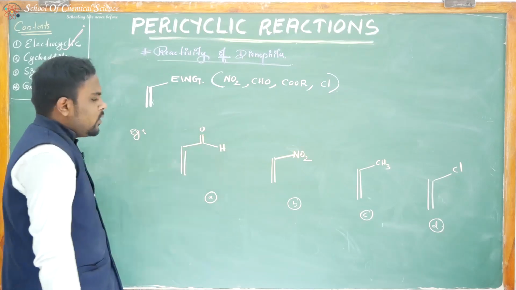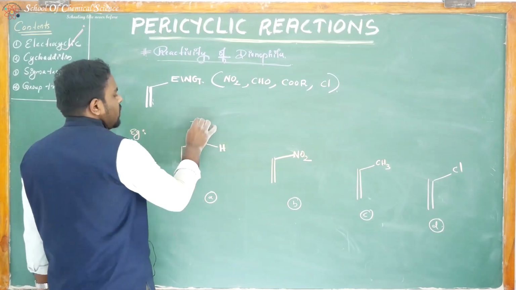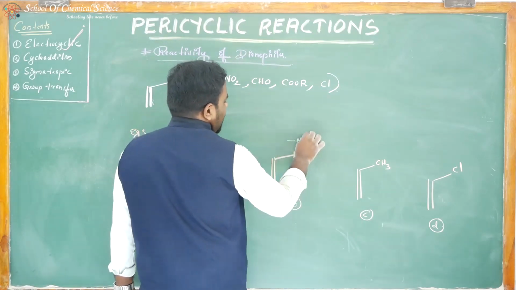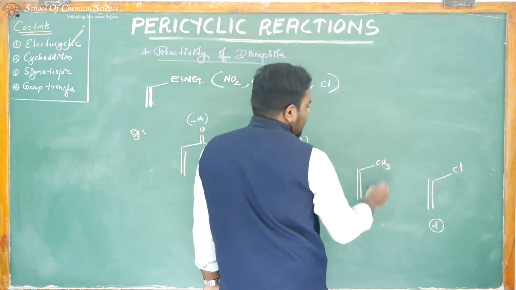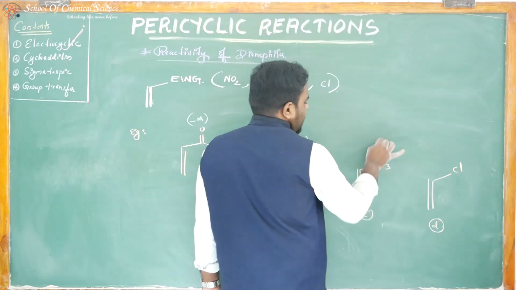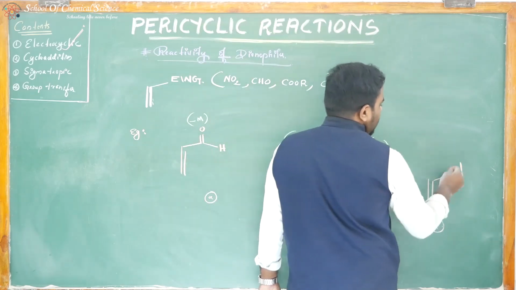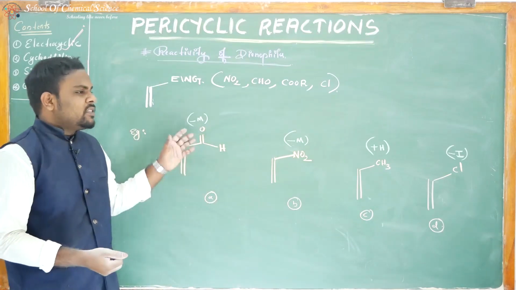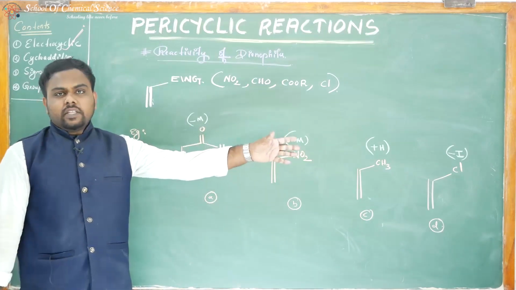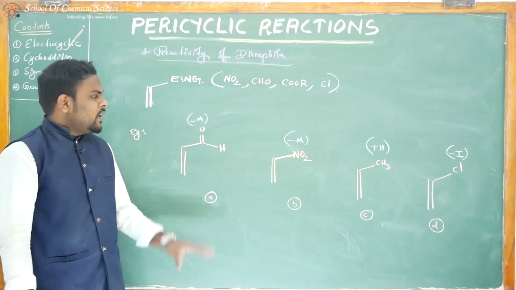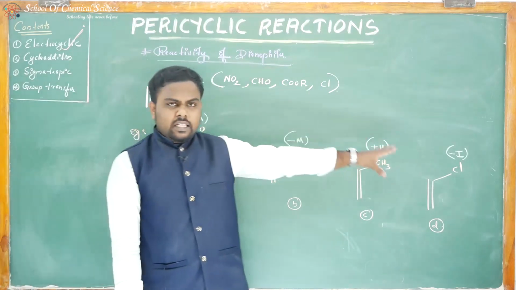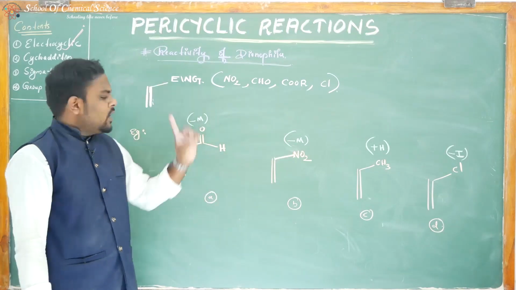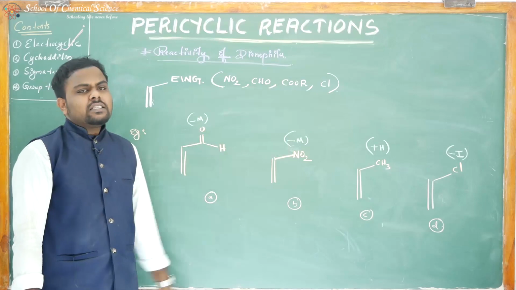Okay. C double bond O is an electron withdrawing group, minus mesomeric effect. NO2 is also electron withdrawing, minus mesomeric effect. CH3 is electron donating, plus hyperconjugation. Chlorine is electron withdrawing but with minus inductive effect. Okay, mesomeric effect is more predominant than inductive effect. So in options A, B and D, all are electron withdrawing, but A and B are mesomeric, D is inductive.